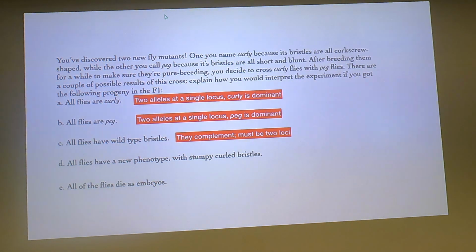What if you do this cross, and instead of curly, instead of peg, instead of wild type, you get something new, you get stumpy curled bristles. Little pigtails jutting out of the side of the fly. What does that tell you? How would you interpret that?